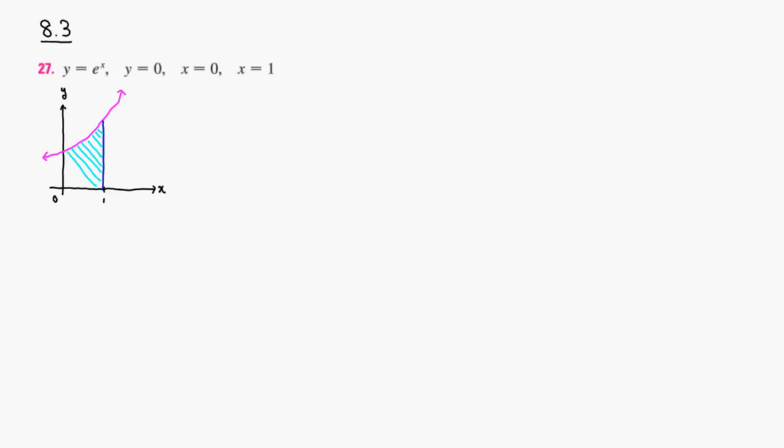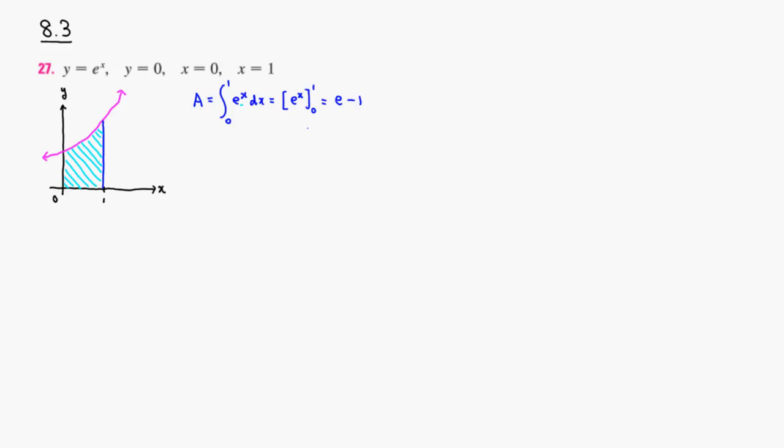Let's find the centroid. First thing we need is actually the area, so let's find area A. It's simply the integral from 0 to 1 of e to the x dx. The antiderivative of e to the x is still e to the x, going from 0 to 1. Plugging in 1 you get e, and plugging in 0, e to the 0 is 1. So that's the area.